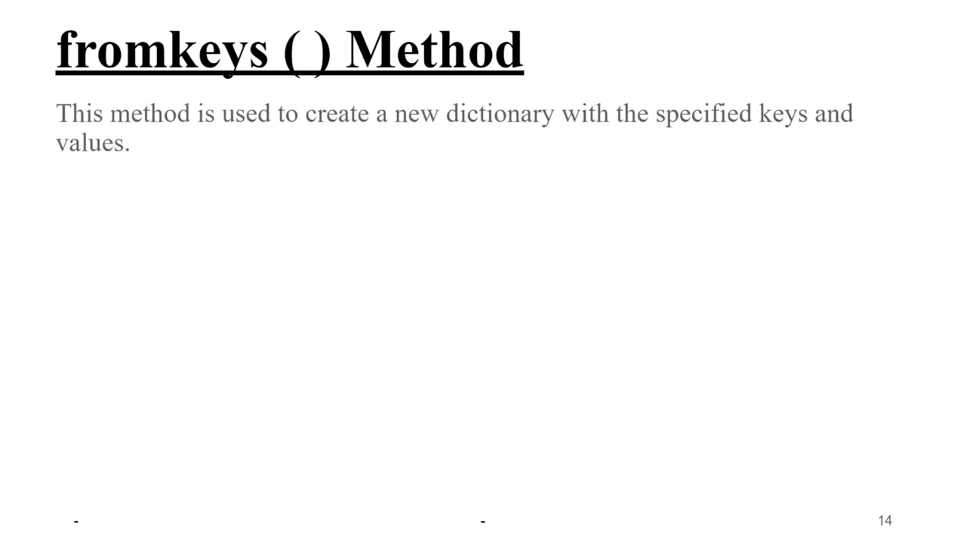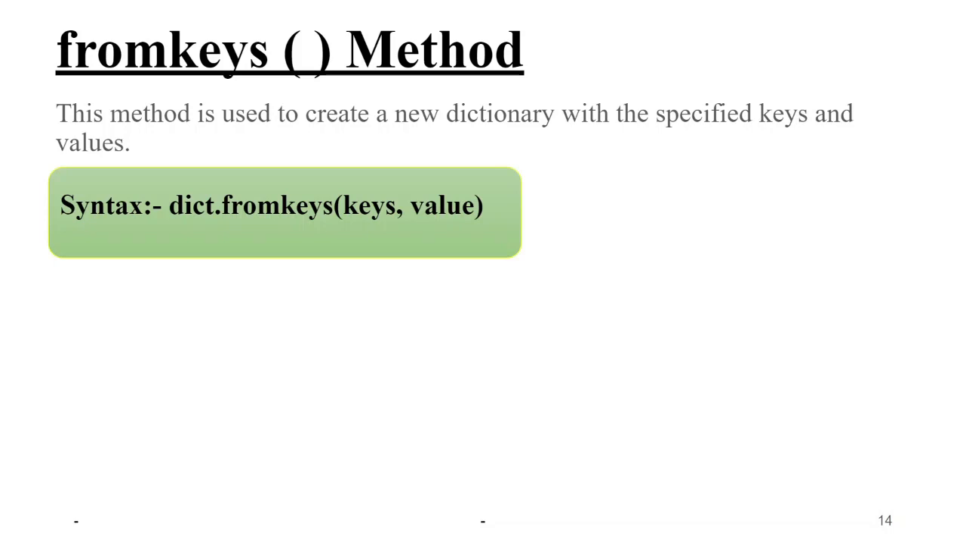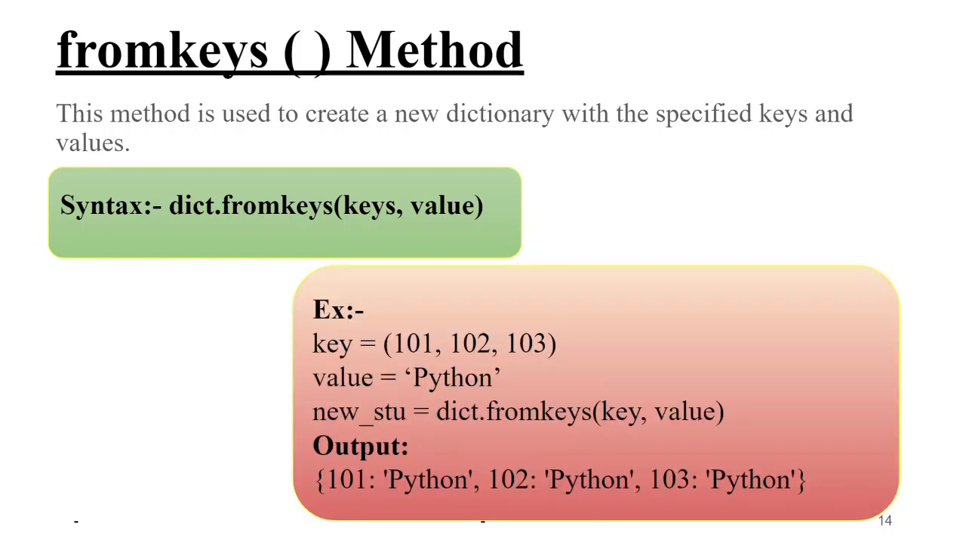And we have a command called the fromkeys method, which is used to create a new dictionary with the specified keys and values. This fromkeys method is called on the dictionary object, and it takes two arguments, keys and the value. So here is an example. We are taking the keys as a tuple with three values and the value as the string Python. You can see here, it creates a dictionary with key 101 and its value Python, and the same for key 102 with value Python, and key 103 with value Python.